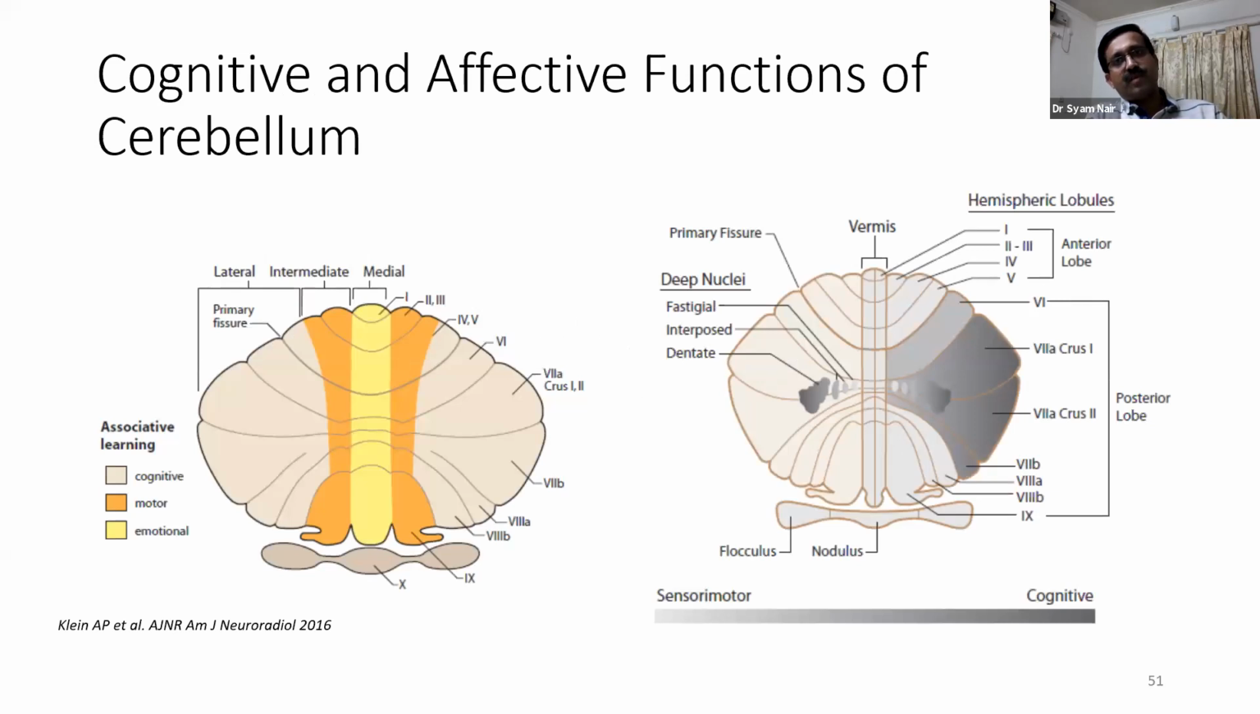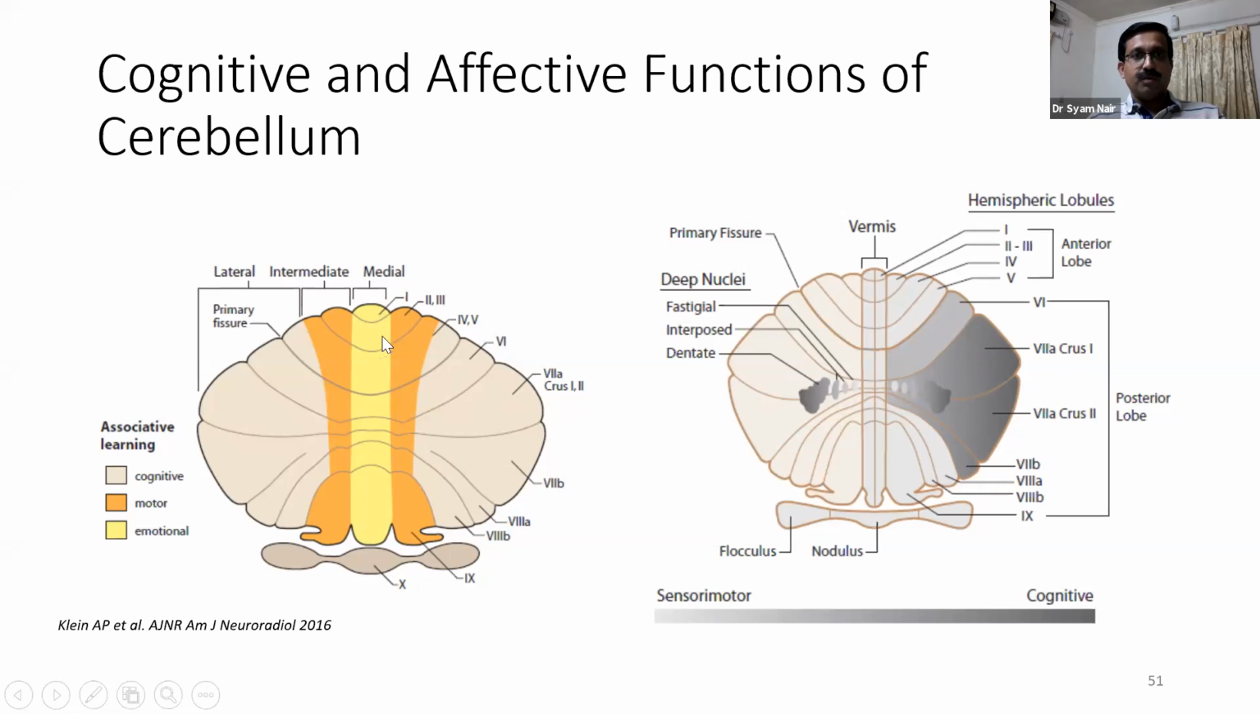Finally, coming to the cognitive and affective functions of the cerebellum. We have found that even though the clinical manifestations of the cerebellum are predominantly motor, the cerebellum has areas which are actively involved in cognitive and affective functions. And this graph shows the distribution. There is no absolute compartmentalization. There is a lot of overlap, but mainly the lateral part of the hemispheres of the posterior lobe is mainly involved with cognitive functions.